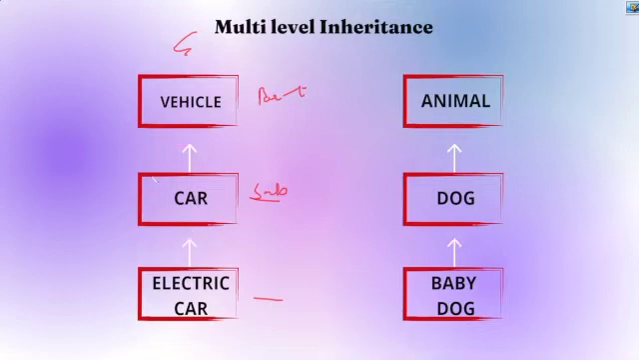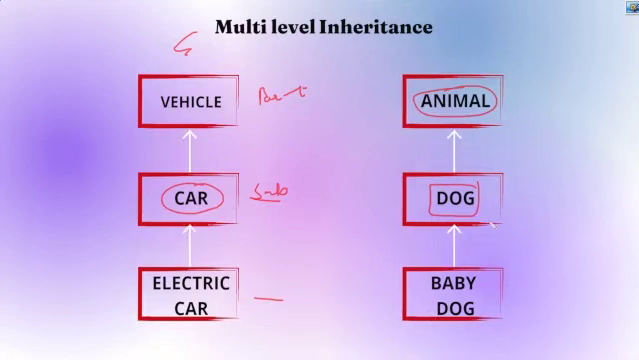So from this vehicle class, the car subclass is being extended, and from this car subclass, the electric car subclass is being inherited. In the same way, here we have the animal parent class. From this animal parent class, the dog class is inherited, and from the dog, another subclass, that is the baby dog class, is being inherited.